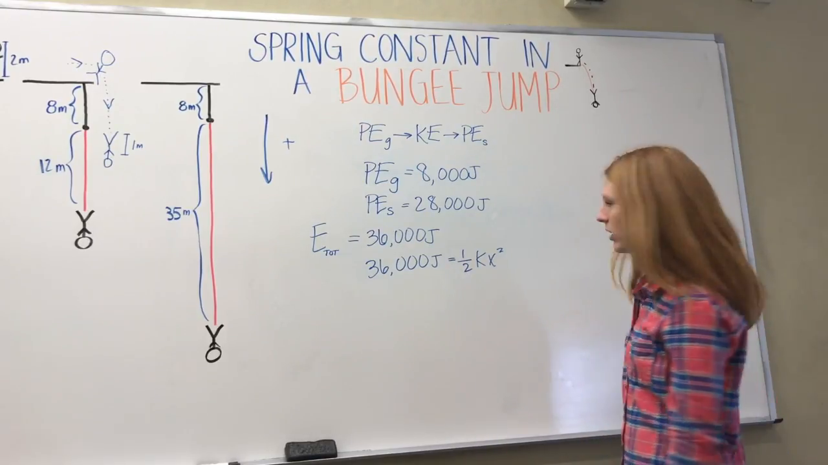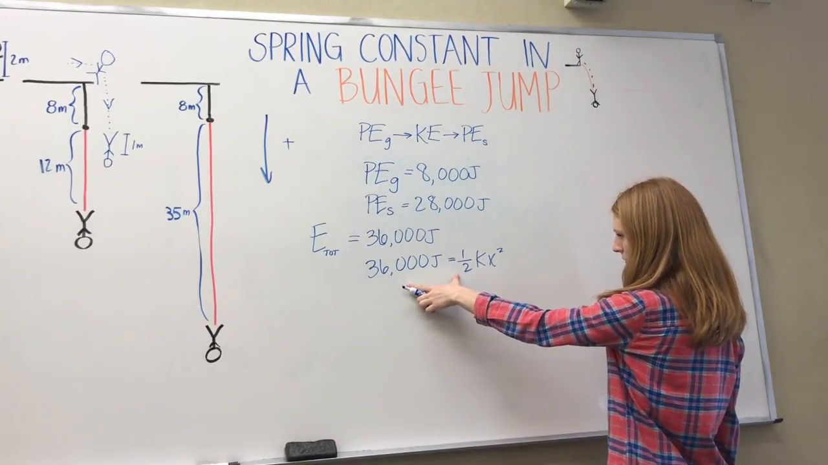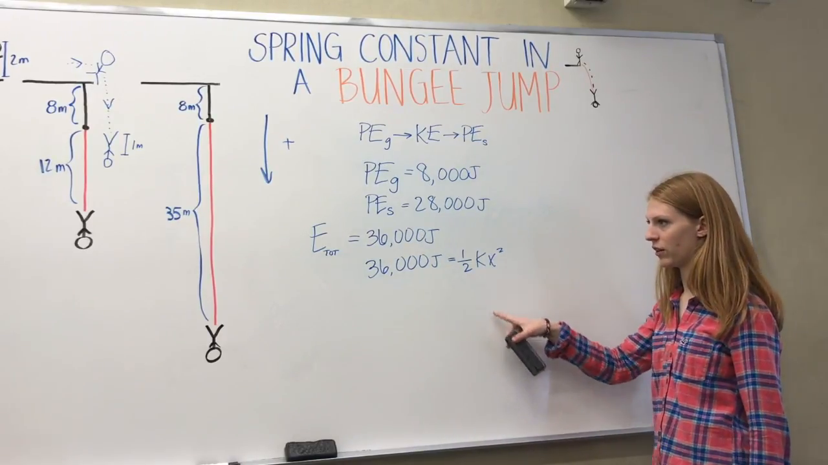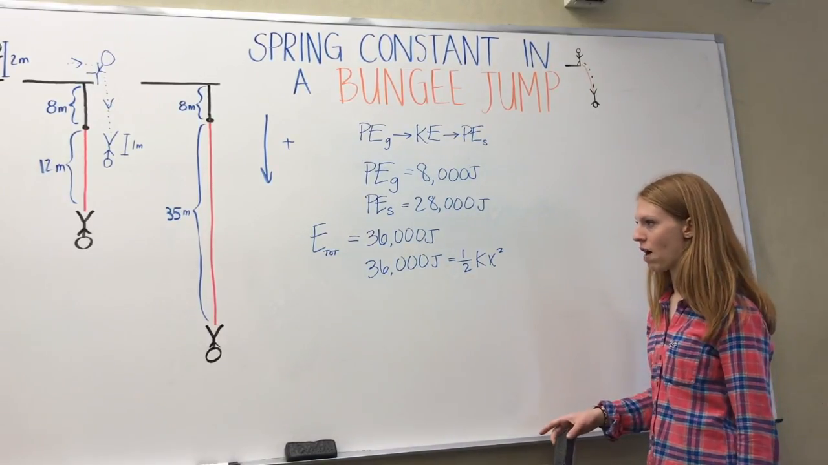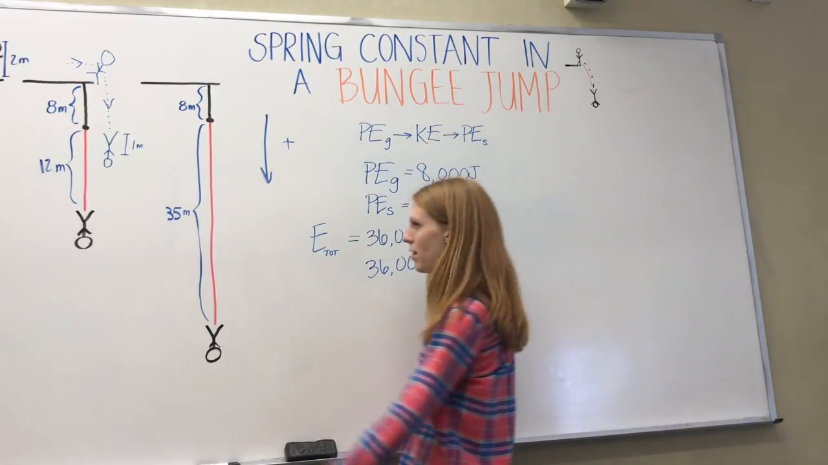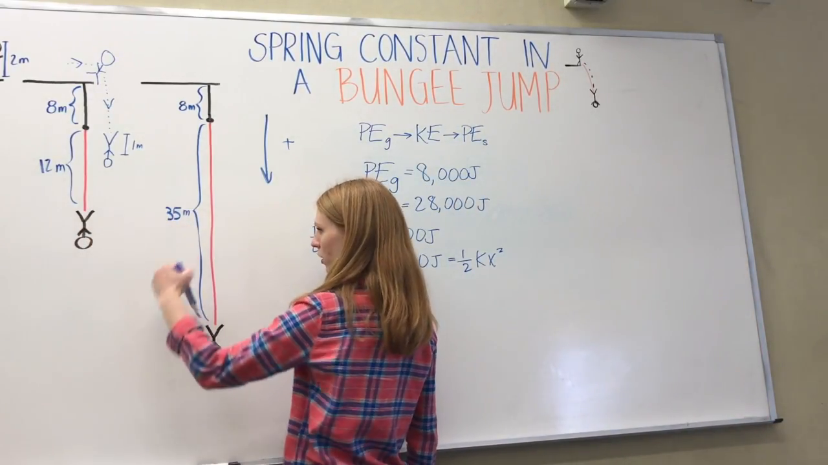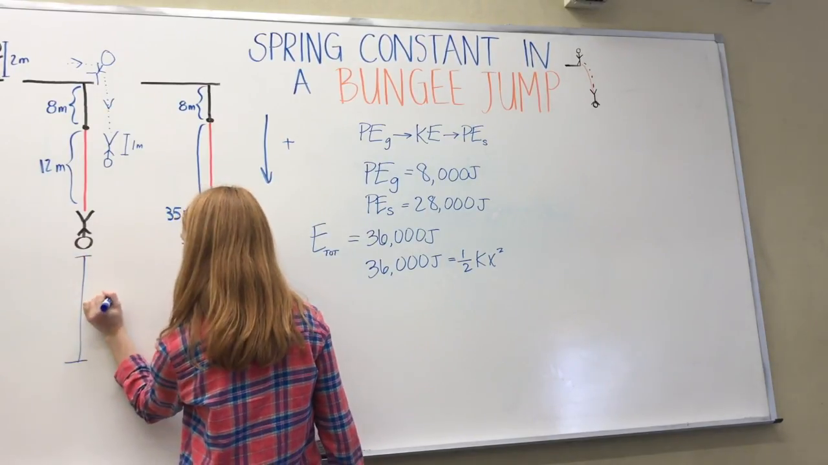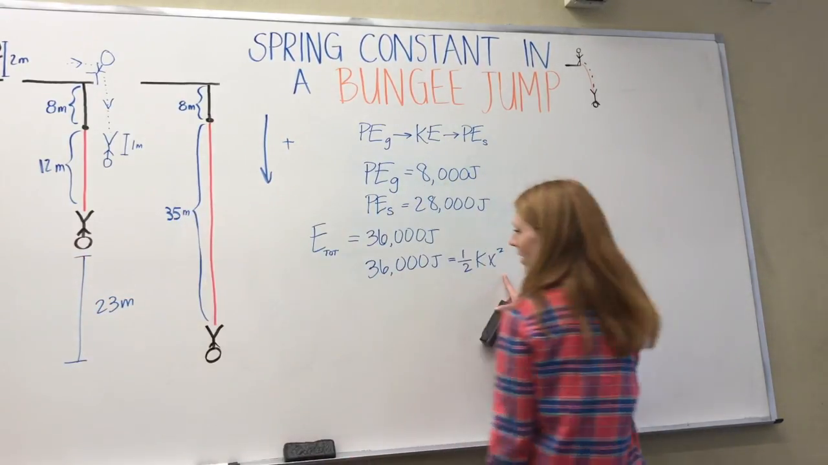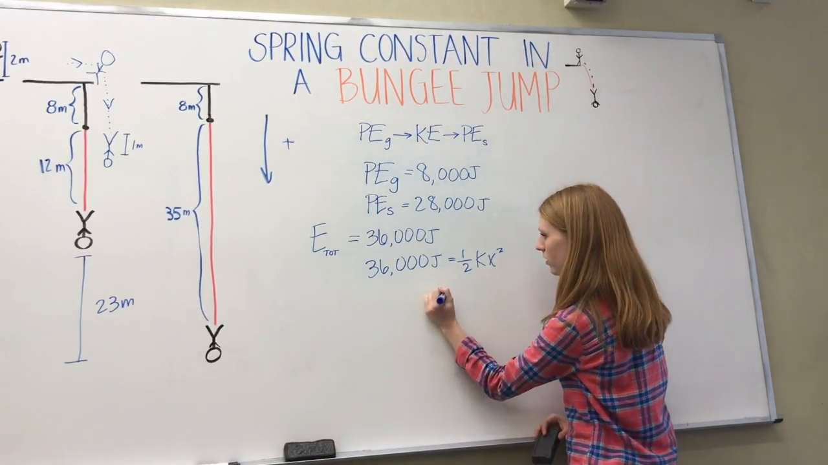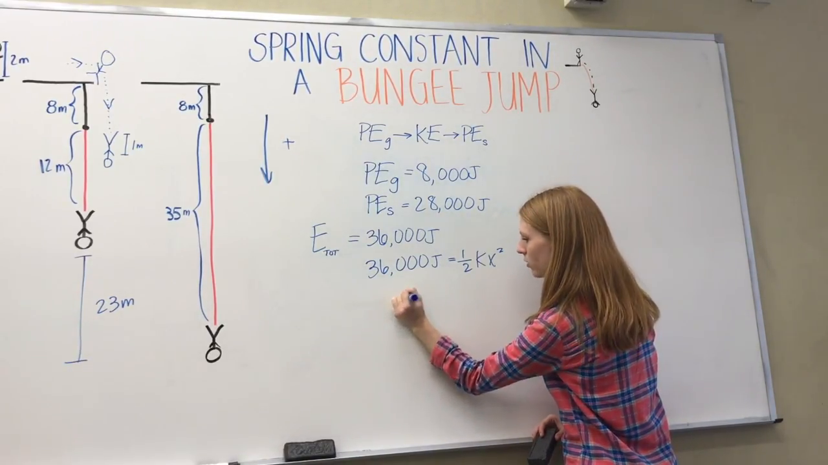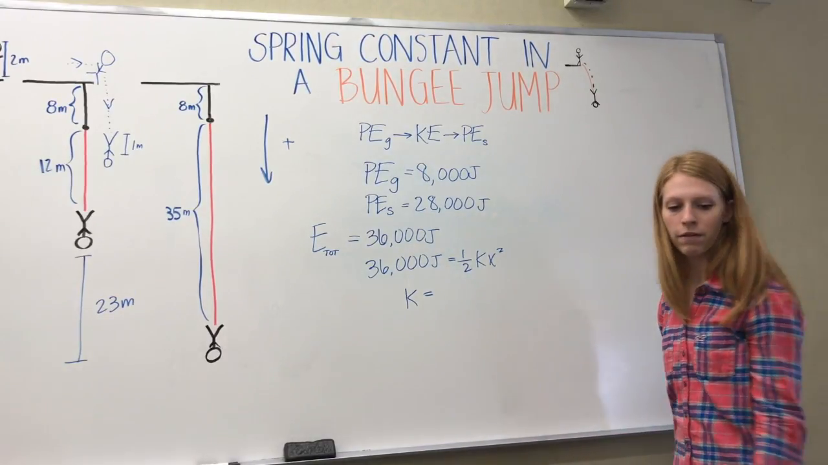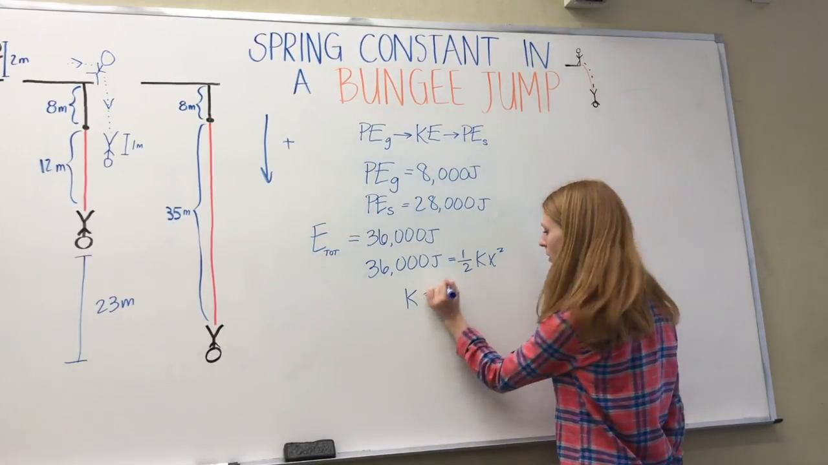And from there, we just solve by multiplying by 2, and then now that we have the equation, we have to find x. And x is just the difference that the bungee jumper has traveled in the y direction. That would be from the 12 meters to the 35 meters, which is 23 meters. So 23 is x. For this one, once we plug in x and multiply by 2, we find that the spring constant is 136.